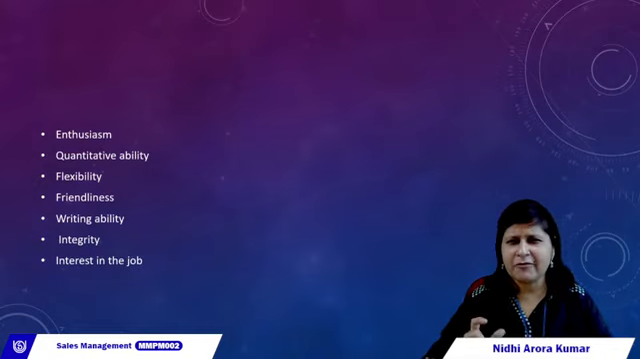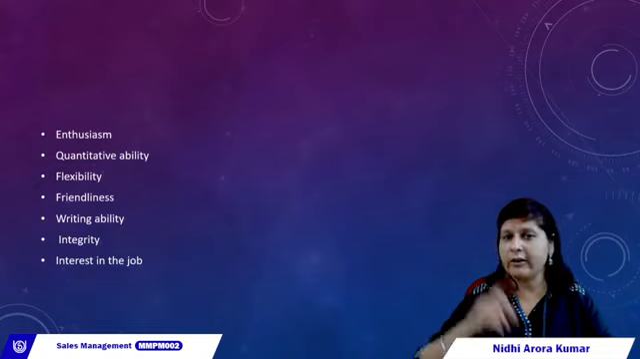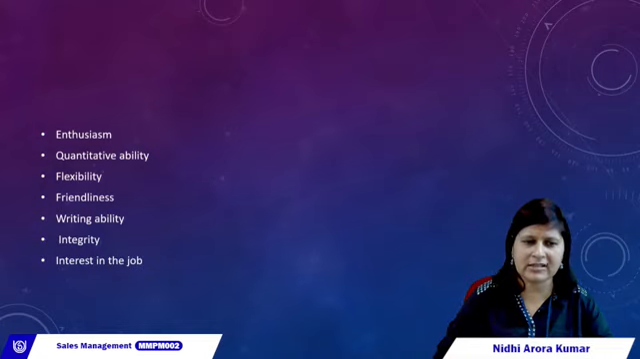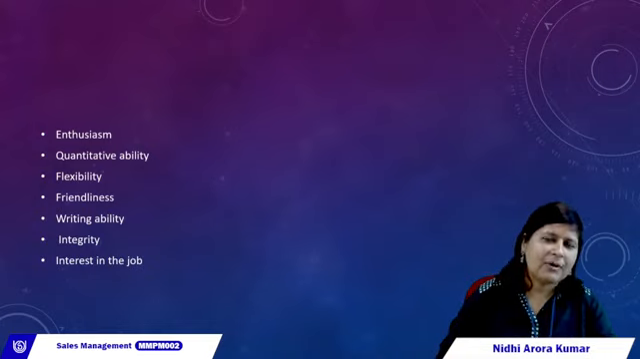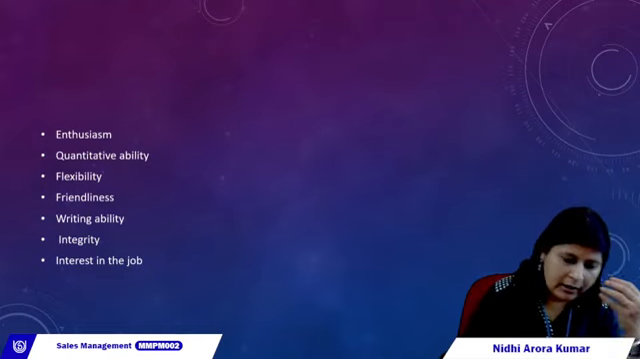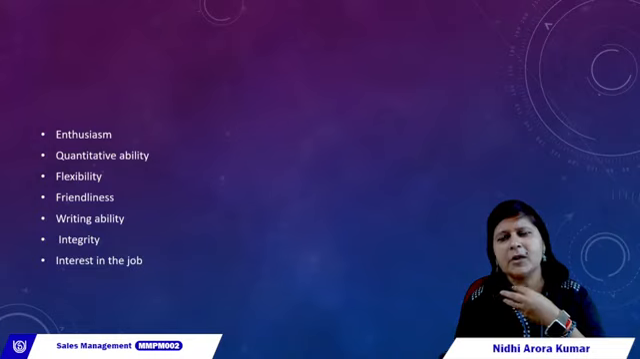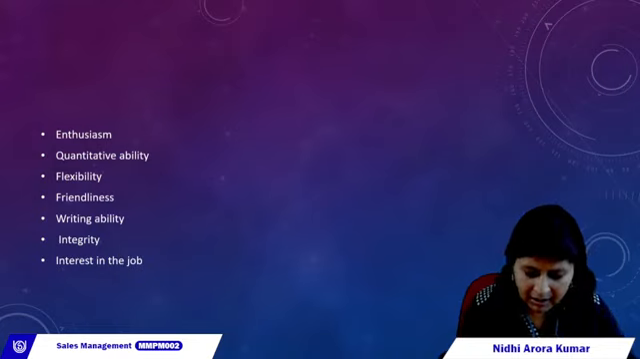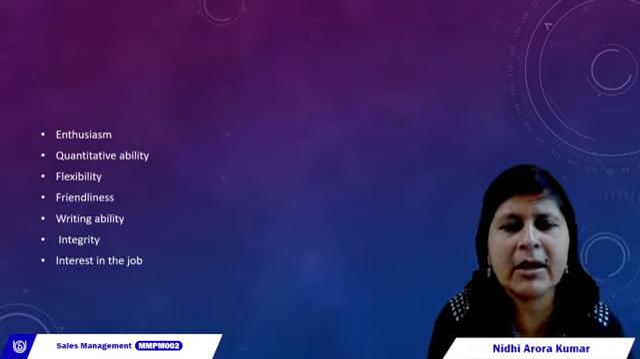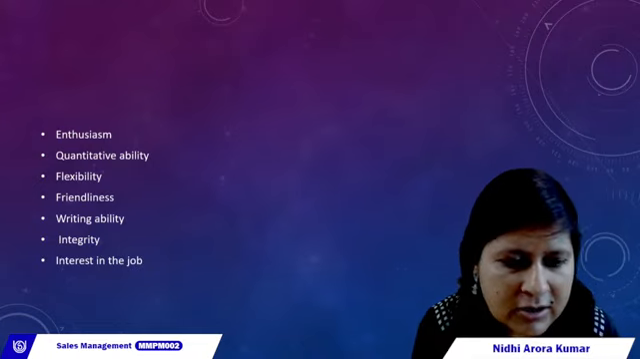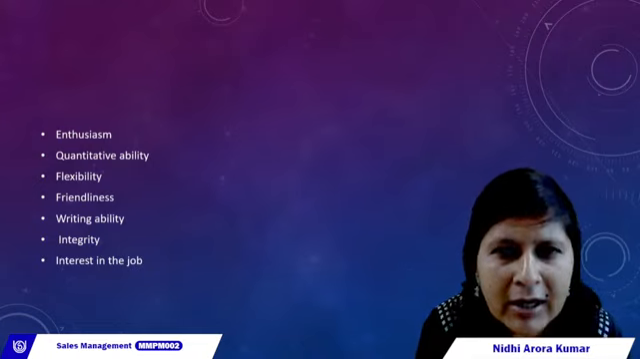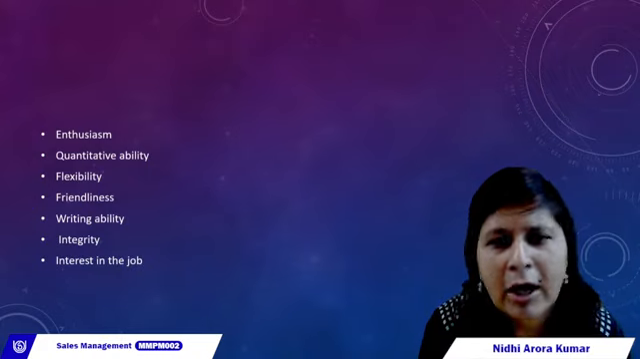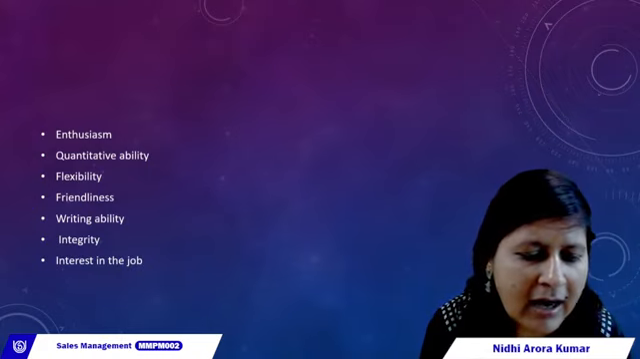Quantitative ability. He should have a quantitative ability, meaning he should be able to apply logic, right? He should be logical in another sense. Flexibility. He should be flexible. Flexibility in what sense? Flexibility in terms of time, flexibility in terms of everything. Then he should be friendly, right? Because he has to create a rapport with the customer, and one can create a rapport with the customer only when one is friendly with the customer. Writing ability, he should be able to write properly if required.